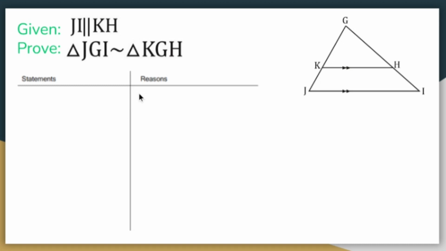And there's three proofs or three theorems that we use for this. AA means if I could show that two angles are exactly the same, then I have myself similar triangles. And if you're like, why not the third angle? Because if you can show that two angles are the same, then the third angle is going to automatically be the same. Another one is SSS.